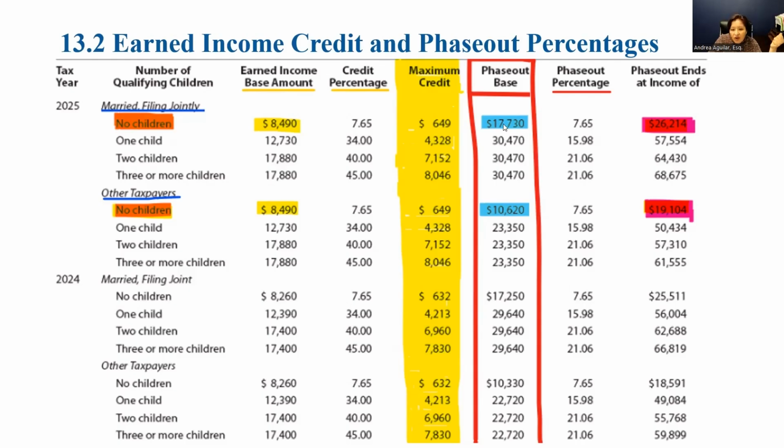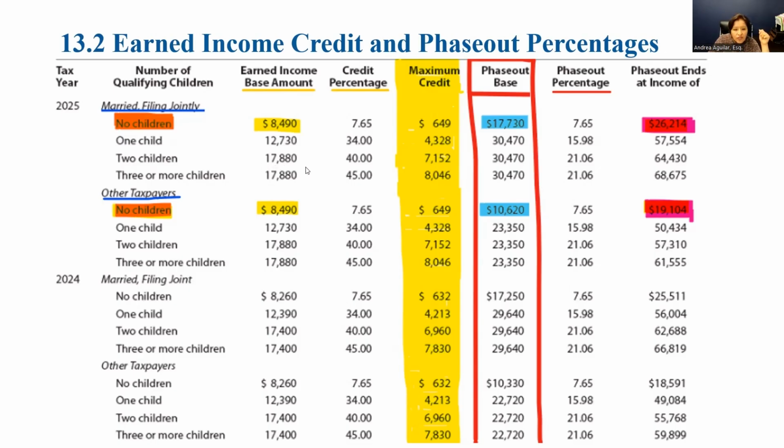Okay. And what are you going to do there? Then you're going to start decreasing this maximum credit by the excess over this phase out base, multiplied by the phase out percentage. Okay, so now let's go back to the married couple with two children that we talked about. They have two children. The maximum credit, as you can see here, is $7,152.